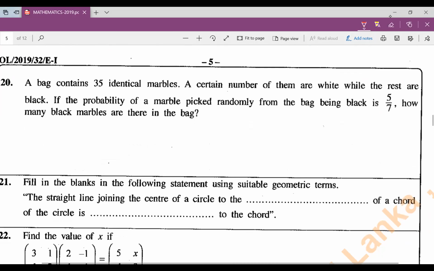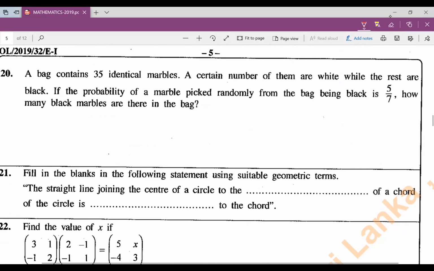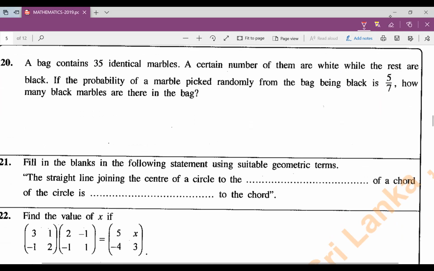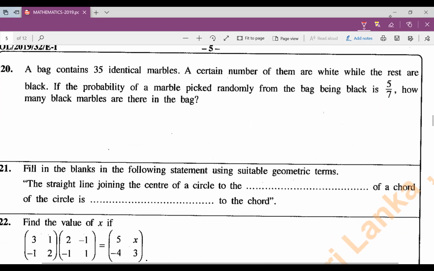Okay. So next one is a bag contains 35 identical marbles. A certain number of them are white while the rest are black. So if the probability of a marble picked randomly from the bag being black is 5/7, how many black marbles are there in the bag? So 5/7 of 35 is black. That is what they are telling.